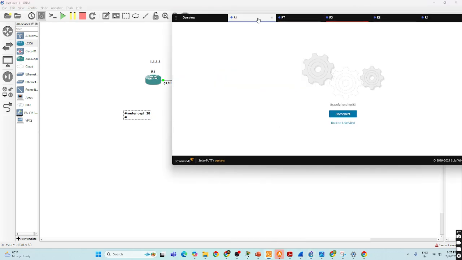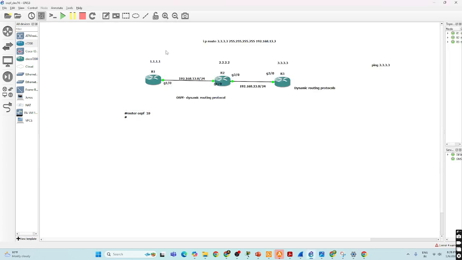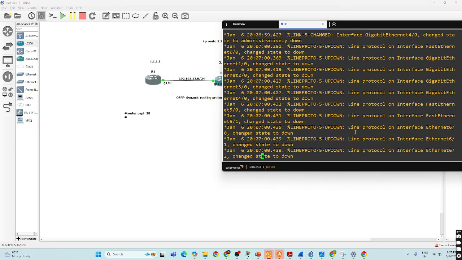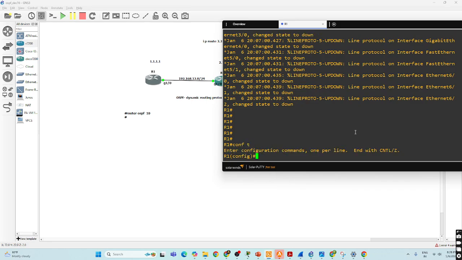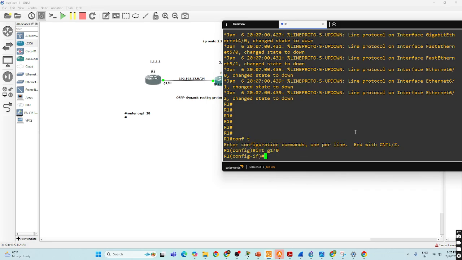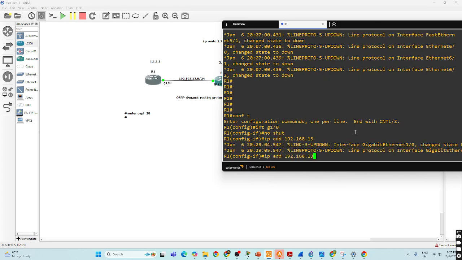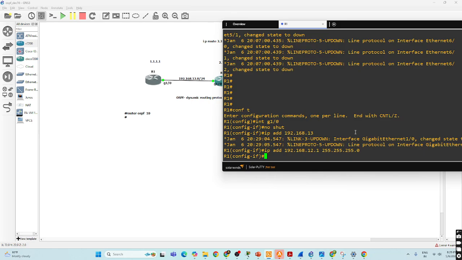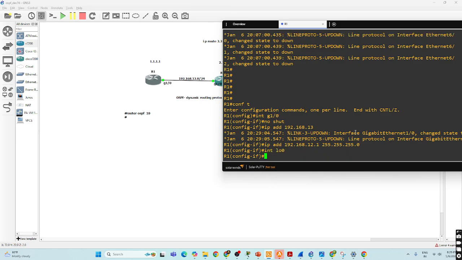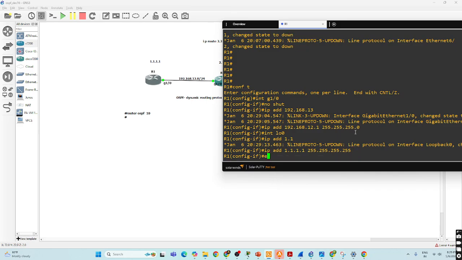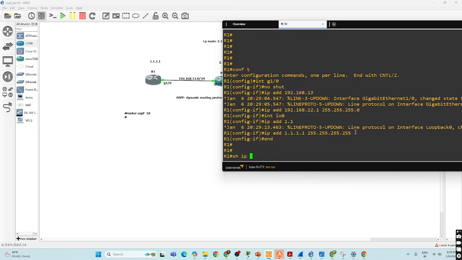So let me go on R1 and check the routing table. Let's assign the IP address on R1: configure terminal, interface G1/0, no shutdown, IP address 192.168.12.1 and the subnet mask. Then interface loopback 0, IP address 1.1.1.1. That's it. So now check show IP route.